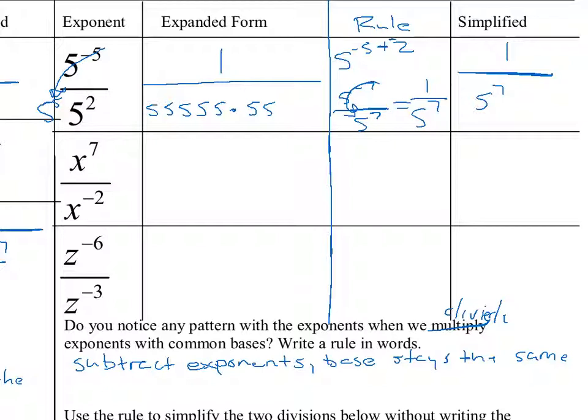So again, we see if we use the rule here, we have to do some flipping at the end, whereas if we did the expansion, we had to do some flipping at the beginning. All right? So looking at the next one. X to the 7th over x to the negative 2. What do I need to do before I expand this? Raven, what do I need to do before I expand this?